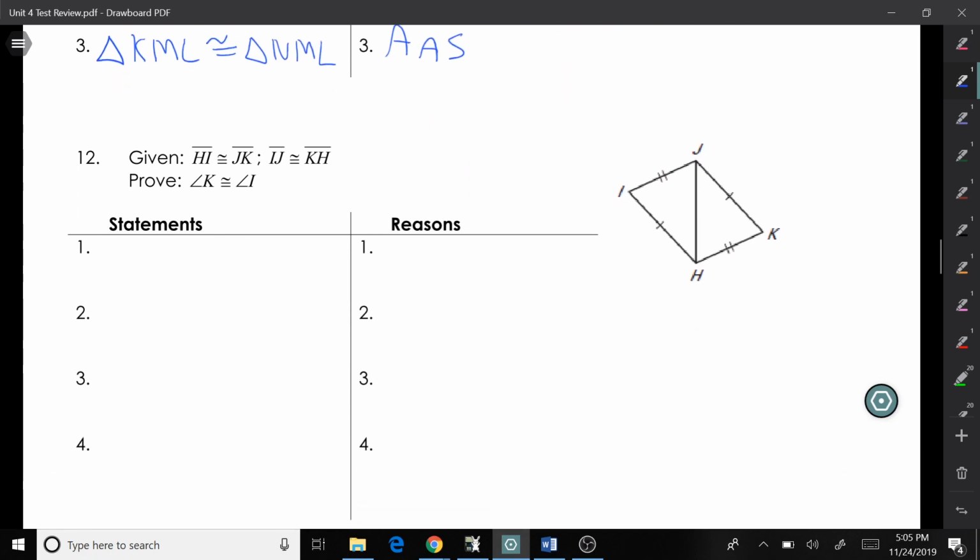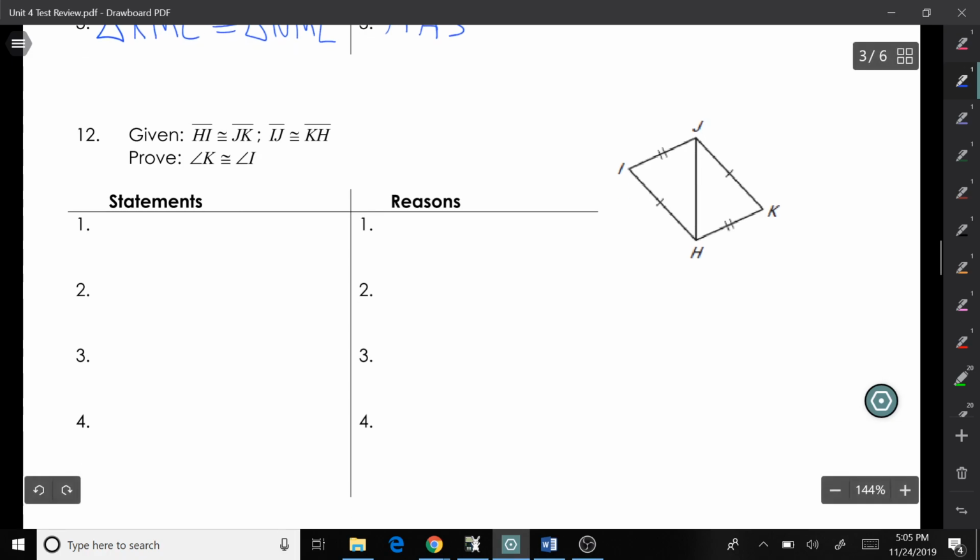Alright, so this one. We have HI is congruent to JK. Right, okay, that's marked for us. And so is this part, IJ and KH. And we also have a shared side. So these triangles are congruent by side, side, side, but they're asking us to prove that angle K is congruent to angle I. So we're going to have to go a step further than saying that the triangles are congruent by side, side, side.